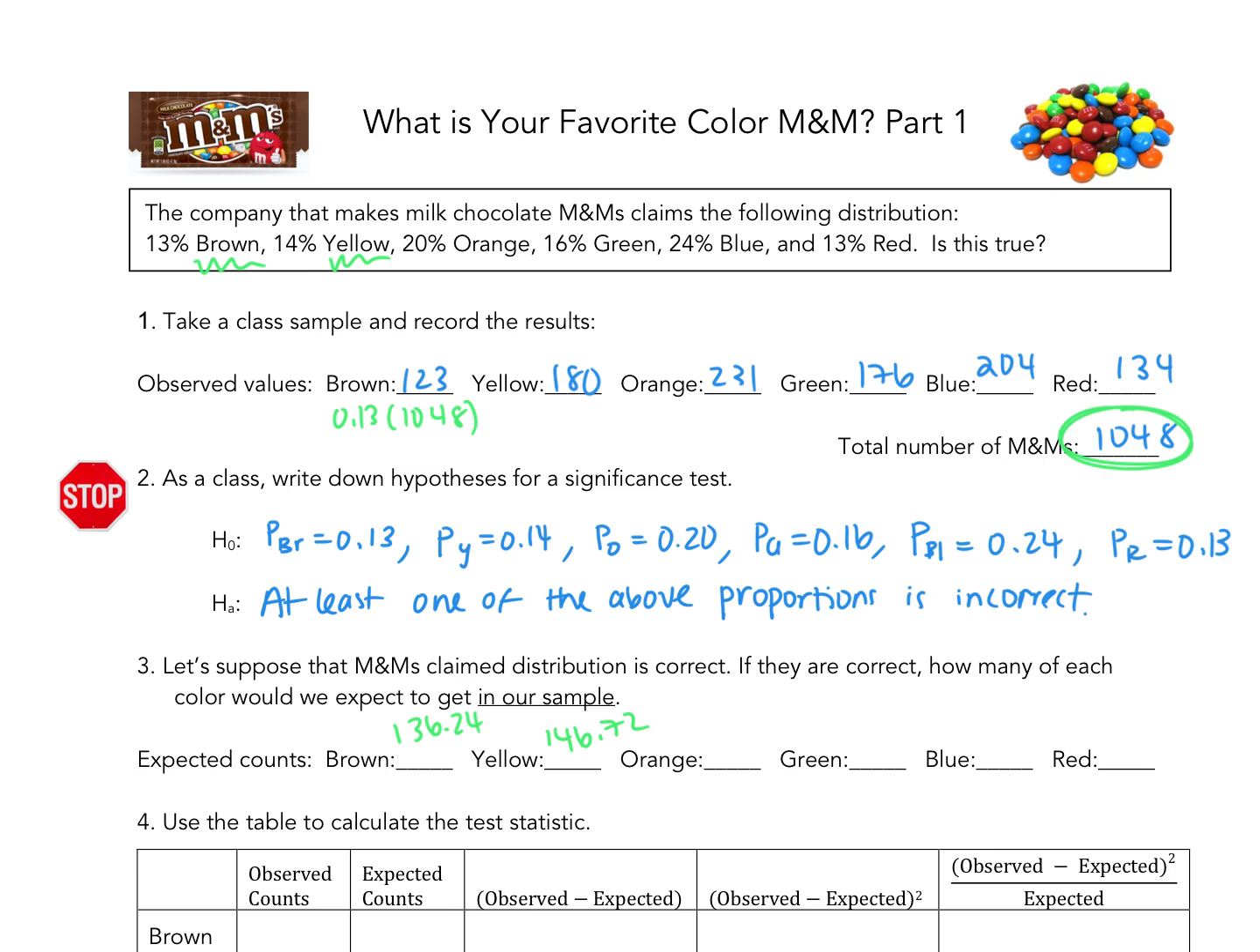20% of 1,048 is 209.6. And then green is 167.68. Blue is 251.52. And then the red, that 13% we already did, 136.24.